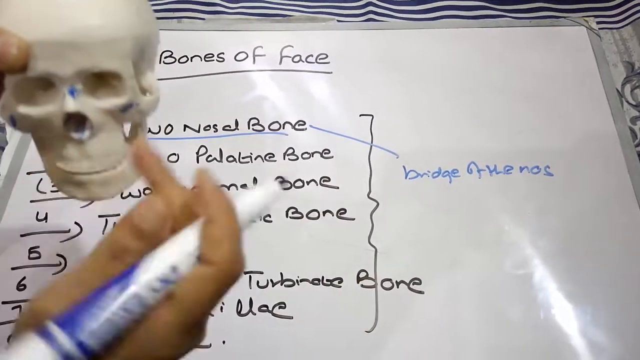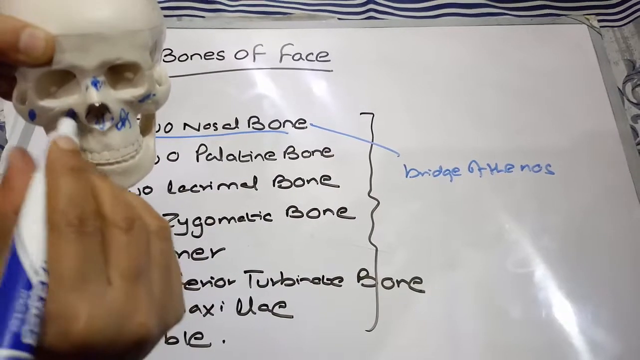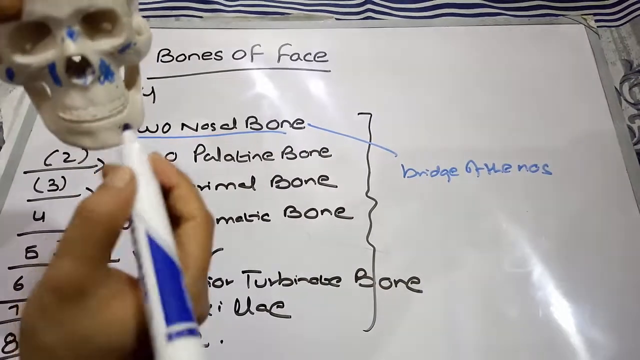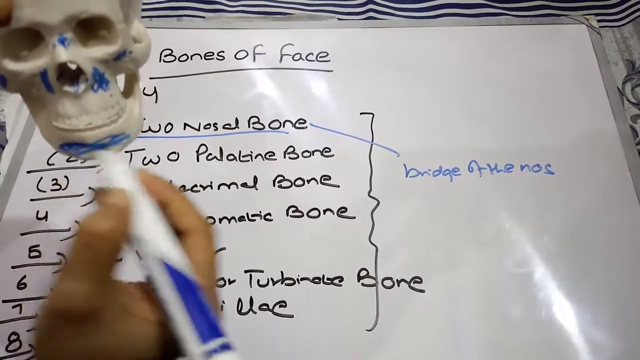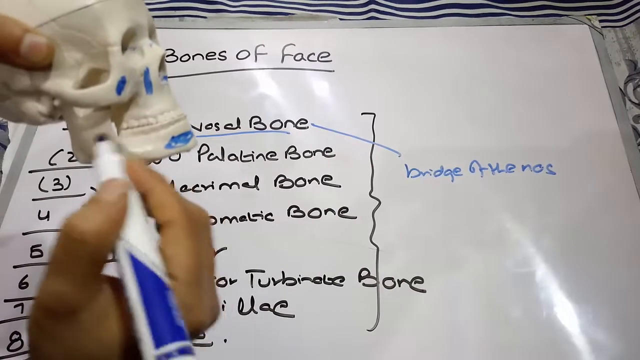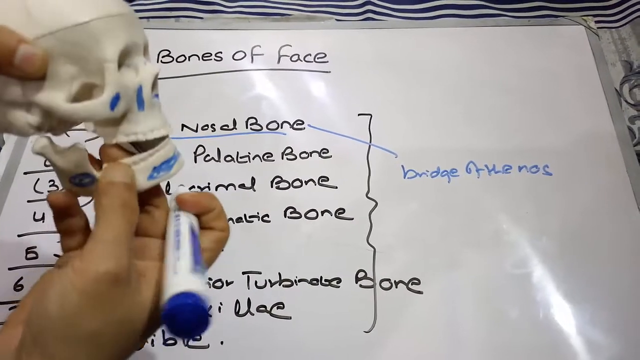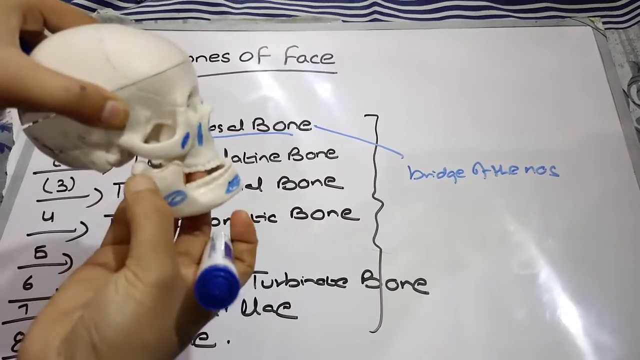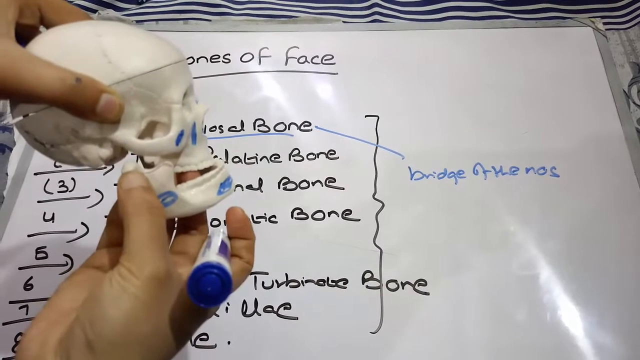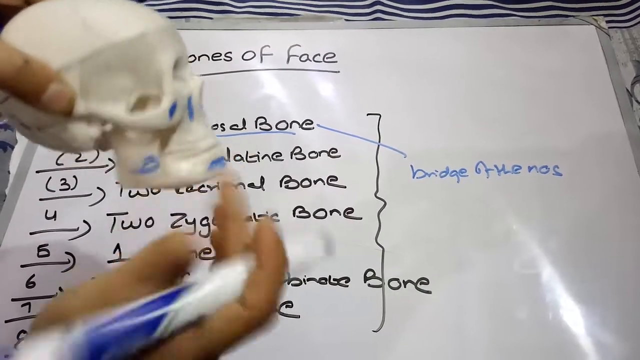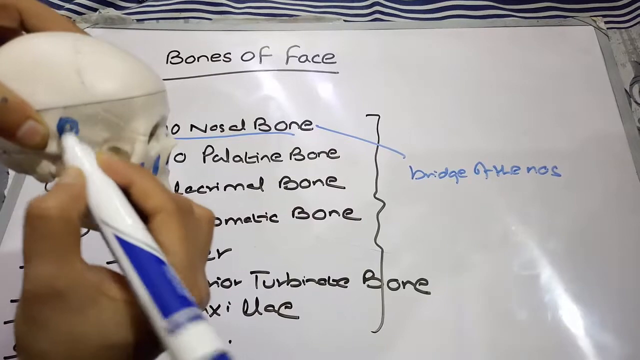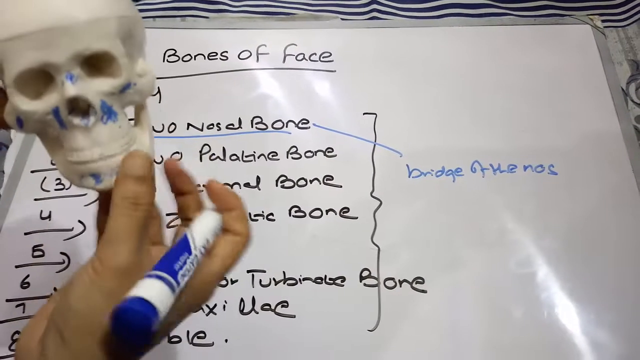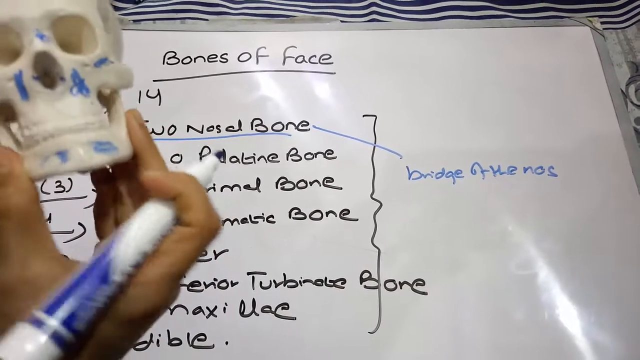We have two maxilla. This bone and this bone is known as the maxilla. And then we have the mandible. This is the body of the mandible, and there are two upper projections: the anterior projection and the posterior projection. The posterior projection is also known as the condyle. It articulates with the temporal bone, forming the temporomandibular joint, which enables its movements upward, downward and lateral.